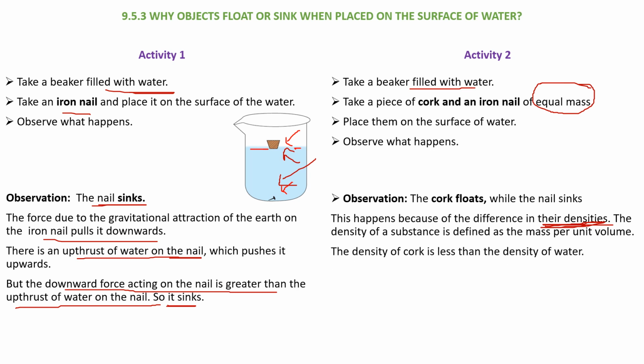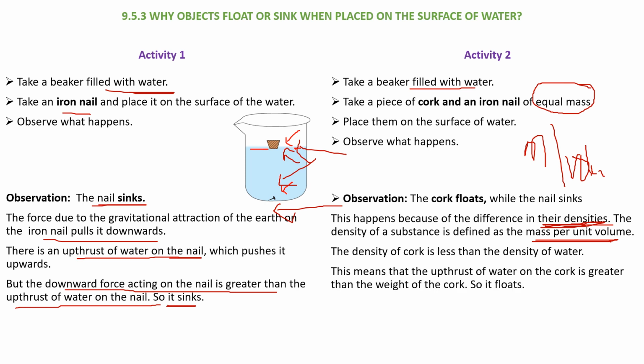The density of a substance is defined as the mass per unit volume. Because see, the nail has a higher density, and the cork has a lesser density. So what is density? Mass per volume.